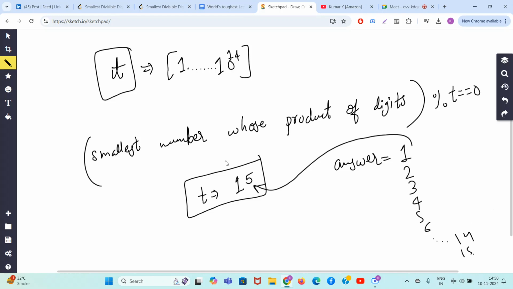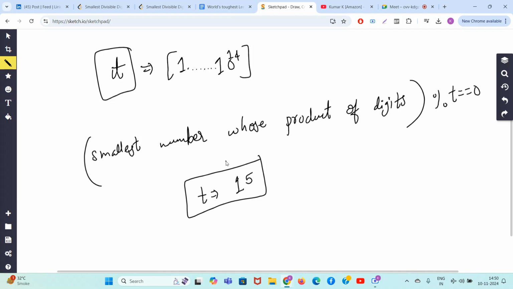But in the question given to us, the thing is that t can be very, very large. So doing brute force is not efficient. We need some shortcut trick to know how to find the smallest number whose product of digits is divisible by t. The simple solution is do prime factorization.